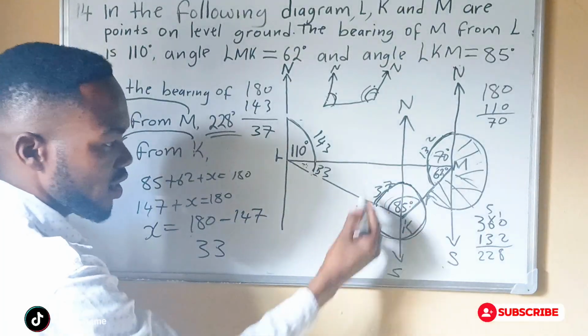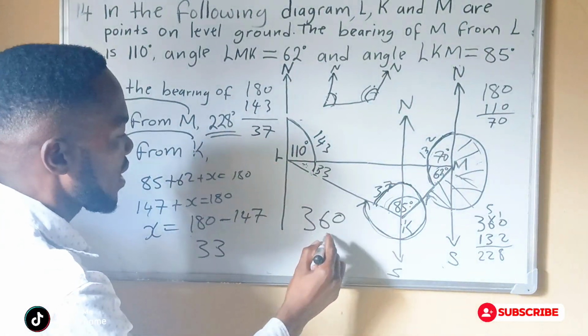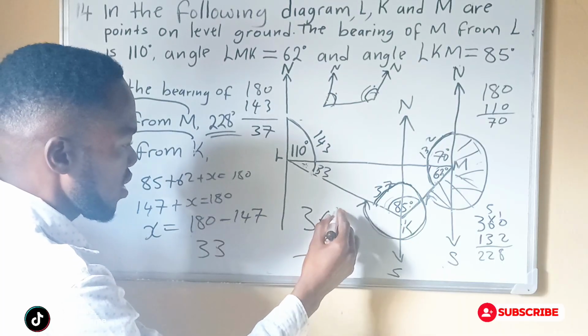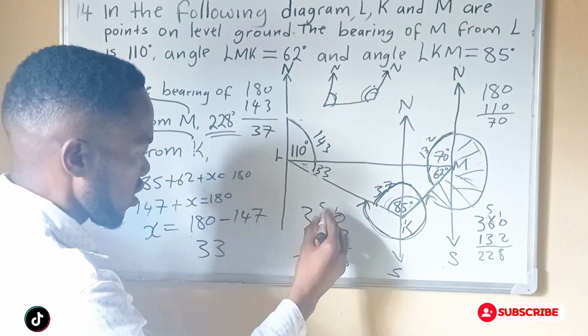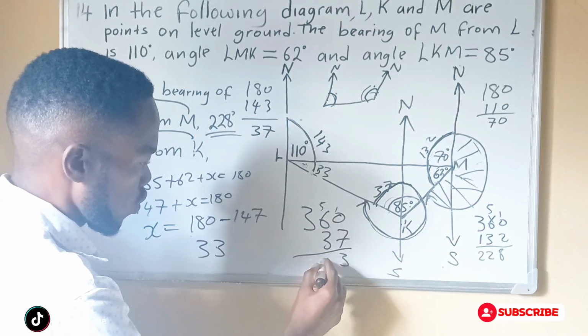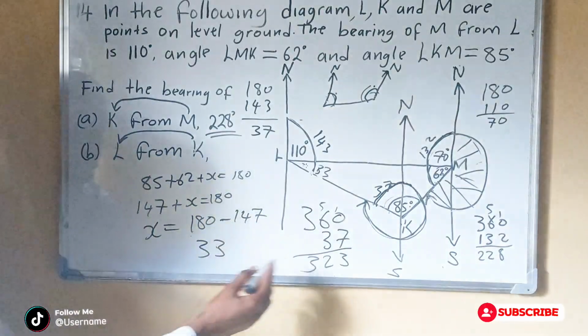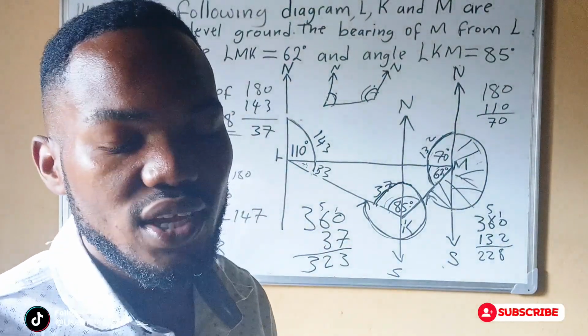And we know a full circle adds up to 360. Now that's when you can say 360 minus 37. It will be 323. So the bearing is 323. That's the answer. We have come to the end of our video.